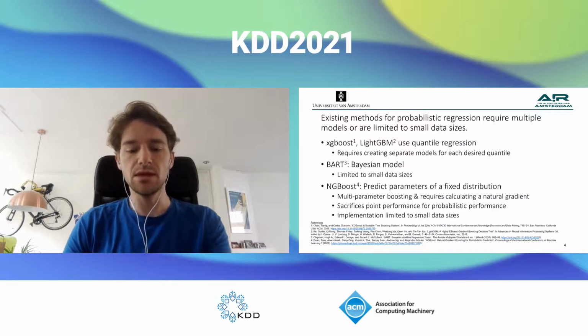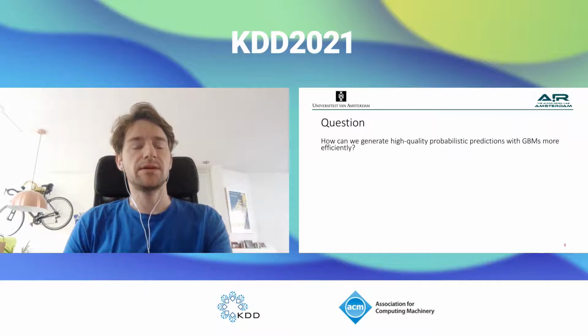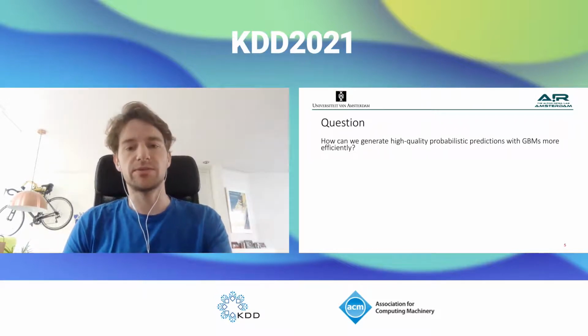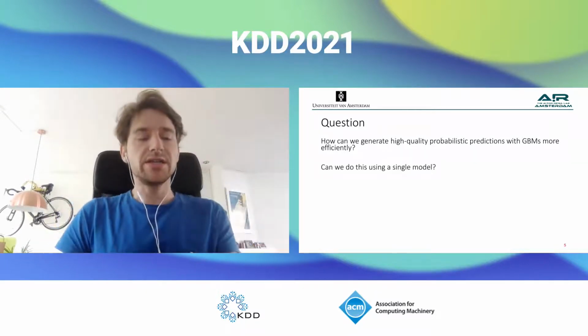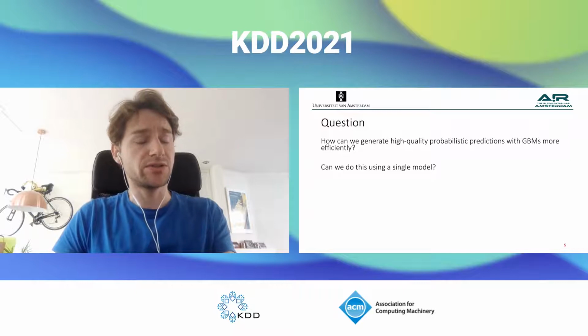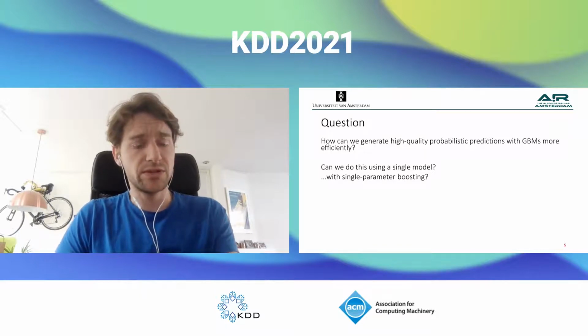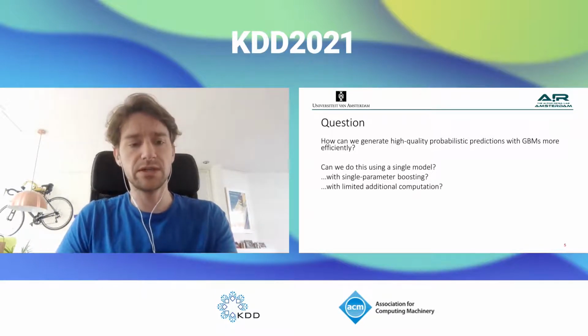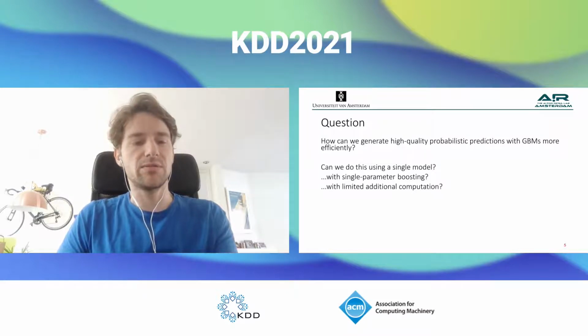So the question that we asked ourselves is, can we actually generate high-quality probabilistic predictions with gradient boosting machines more efficiently? And what does this mean? Can we do this using only a single model? So drop this disadvantage of having to train several models. Can we do this with single parameter boosting, so not having to optimize multiple parameters? And can we do this with limited additional computation, so by not requiring extensive additional computation and or storage of a lot of parameters?